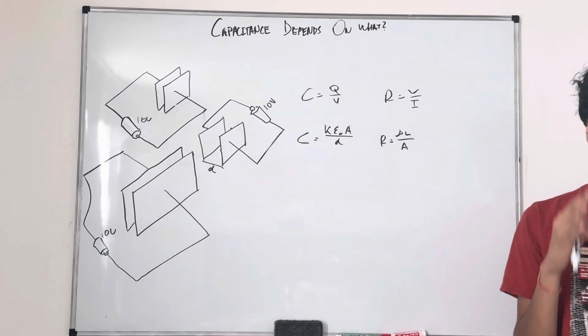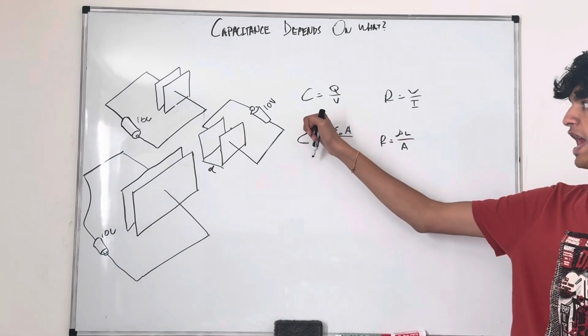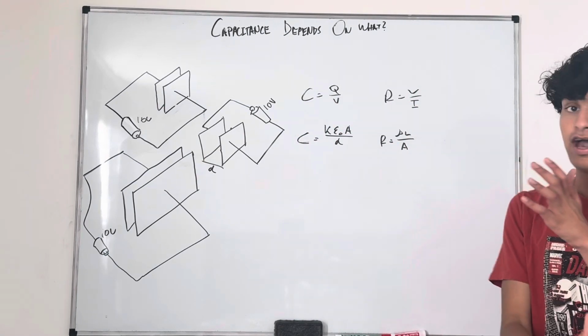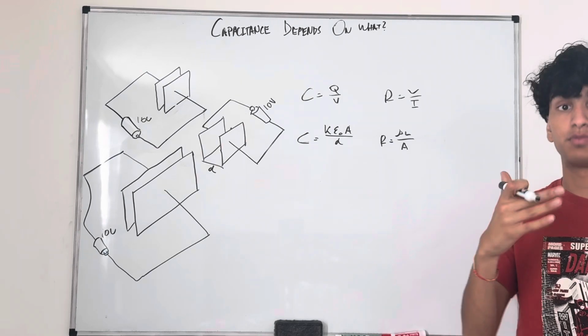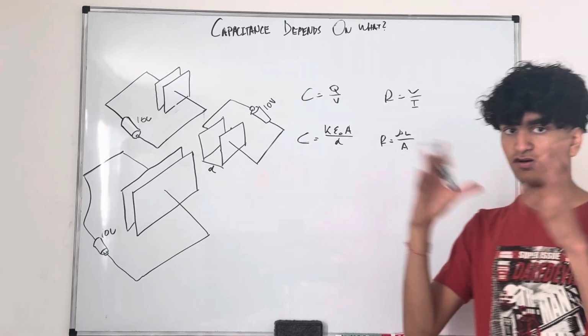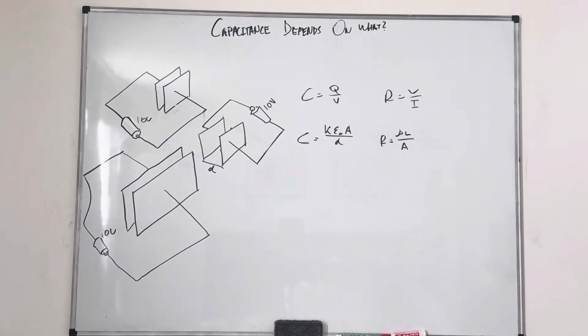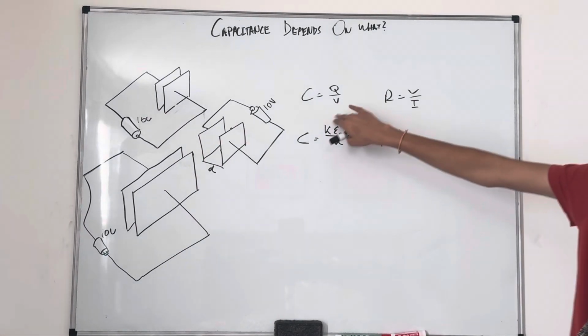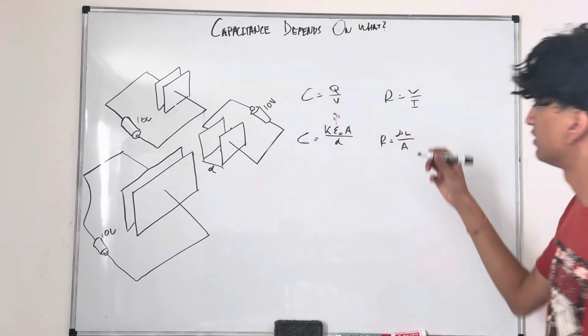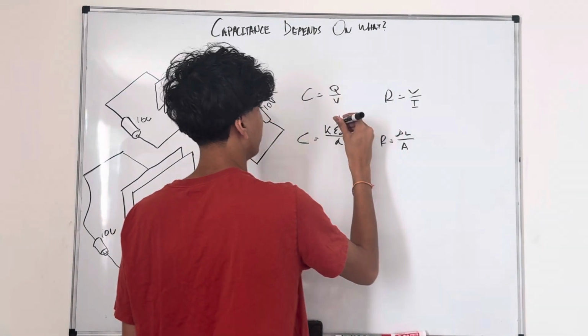If you add something like rubber in the middle, it usually has a constant of 6. That would make the capacitance bigger. Air doesn't, so you can just ignore air. It doesn't affect the capacitance. But you have epsilon naught. Now this is a constant. This is actually 8.85.